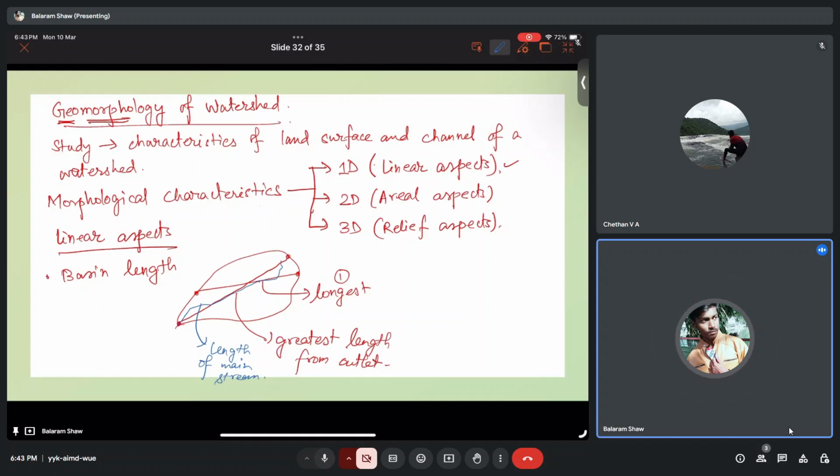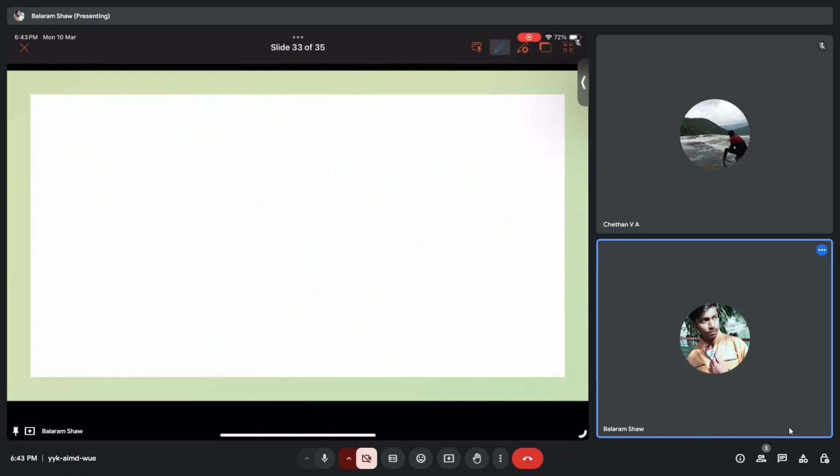Then basin perimeter is the outer boundary of the watershed that encloses the area. So the total perimeter that you can see is the basin perimeter. Then we have stream order. We'll see the stream order in the next page.